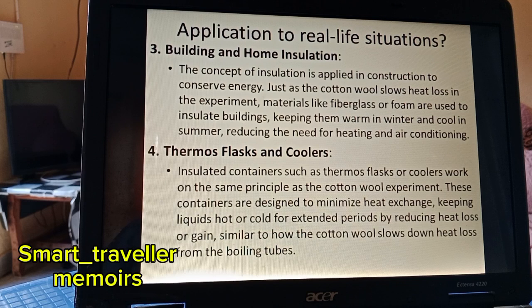Materials like fiberglass or foam are used to insulate buildings, keeping them warm in winter and cool in summer, reducing the need for heating and air conditioning. Thermos flasks and coolers. Insulated containers such as thermos flasks or coolers work on the same principle as the cotton wool experiment. These containers are designed to minimize heat exchange, keeping liquids hot or cold for extended periods by reducing heat loss or gain, similar to how the cotton wool slows down heat loss from boiling tubes.